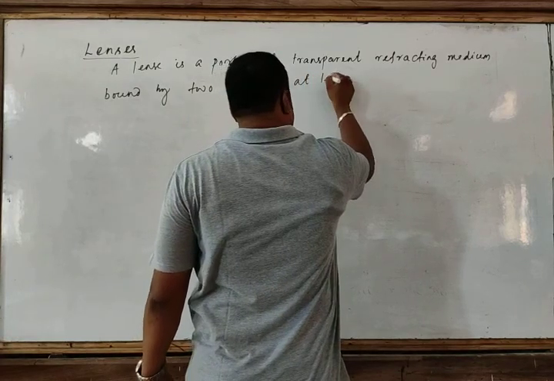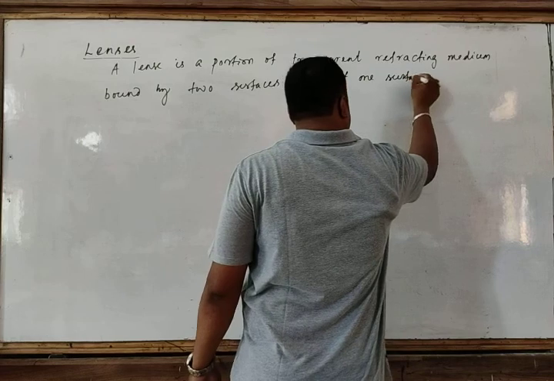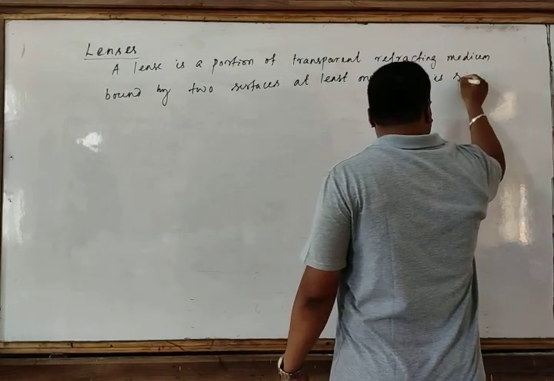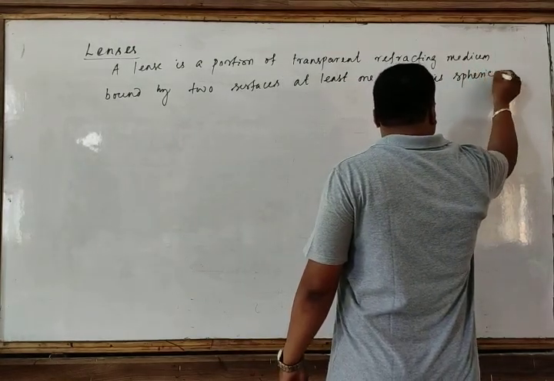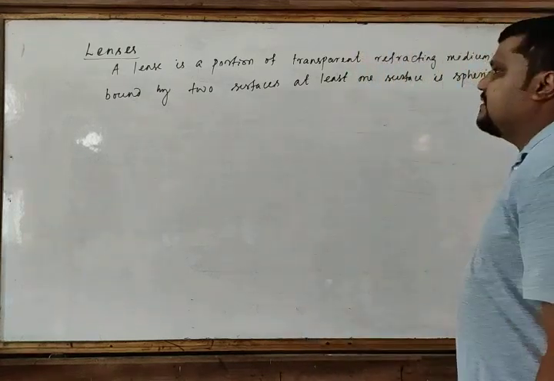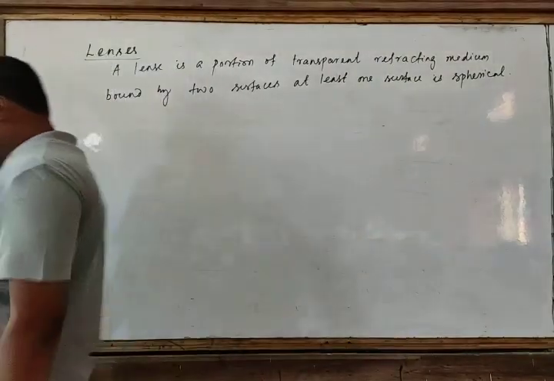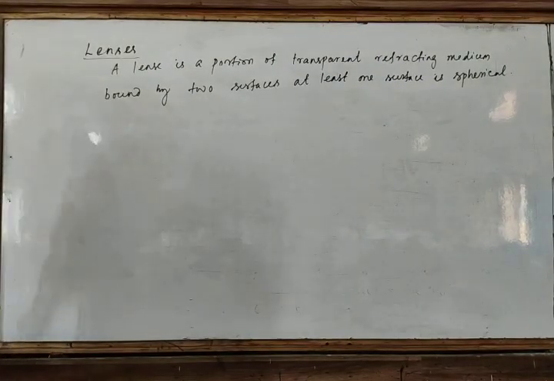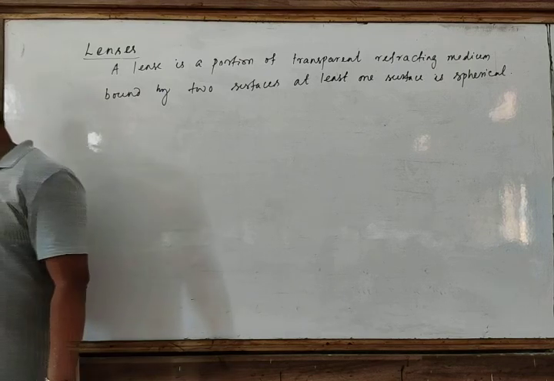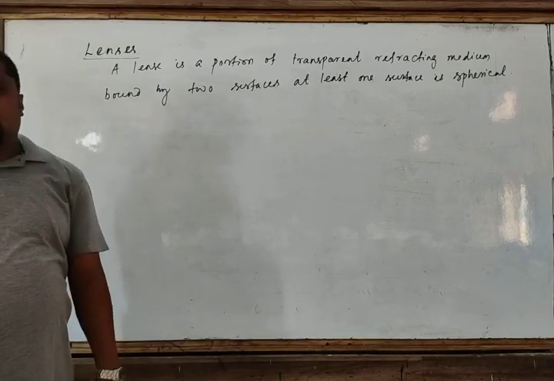At least one surface is spherical. A lens is a portion of a transparent refractive medium bound by two surfaces. At least one surface is spherical.